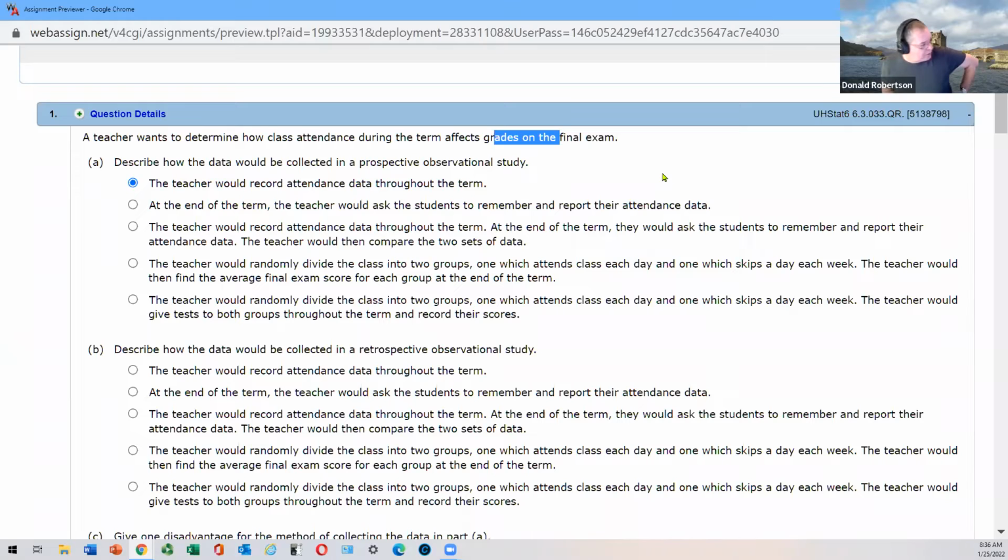Now, that is a prospective one, isn't it? Because you think about it, she's going to do it this term, won't she? She started at the beginning and works her way through. If you wanted to do the same kind of thing, but as a retrospective study, wouldn't she go to last quarter's class and look up the data of attendance and compare it against her grade, right?